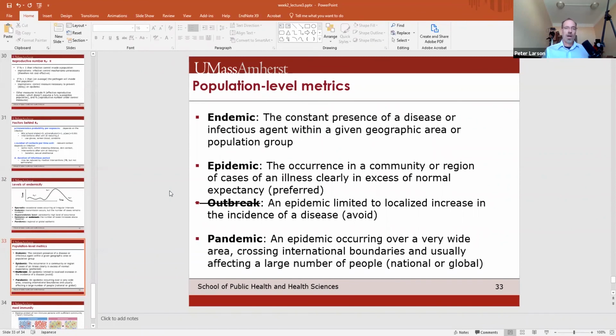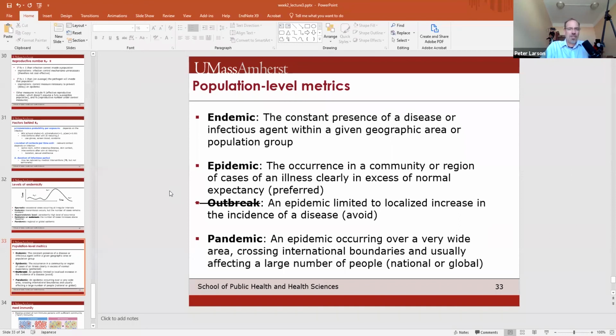So again, these are population level metrics. Endemic is the constant presence of a disease or infectious agent within a given geographic area or population group. Epidemic, the occurrence in a community or region of cases of an illness clearly in excess of normal expectancy. So is there a spike? An outbreak, an epidemic limited to a localized increase in the incidence of disease.